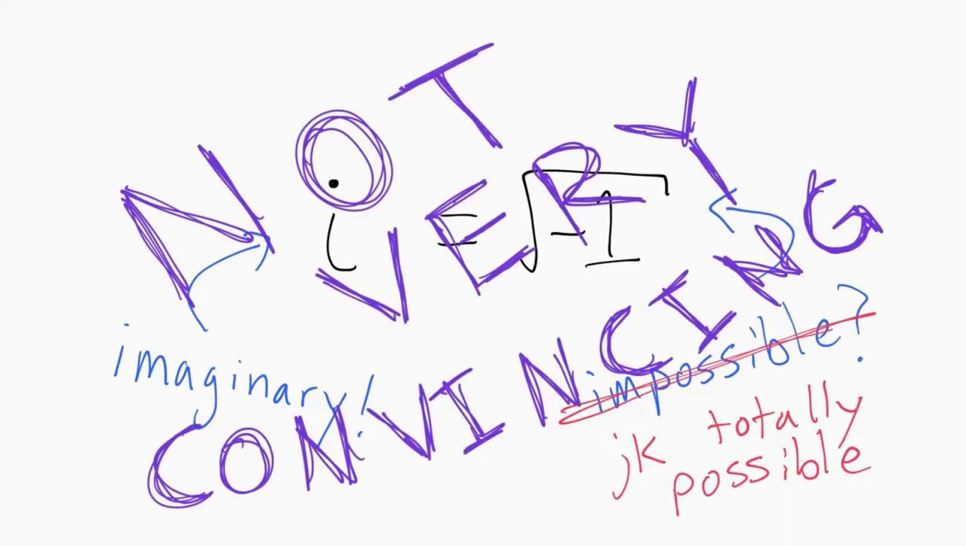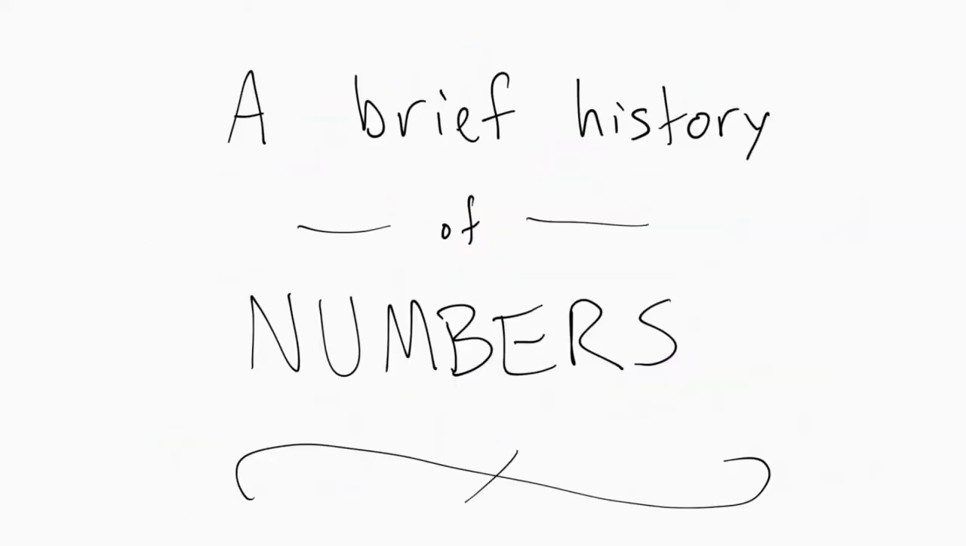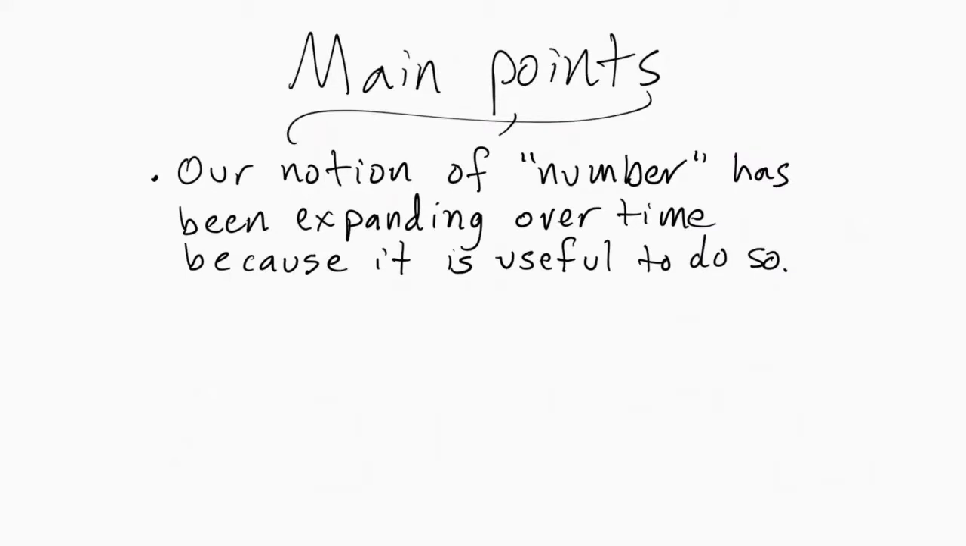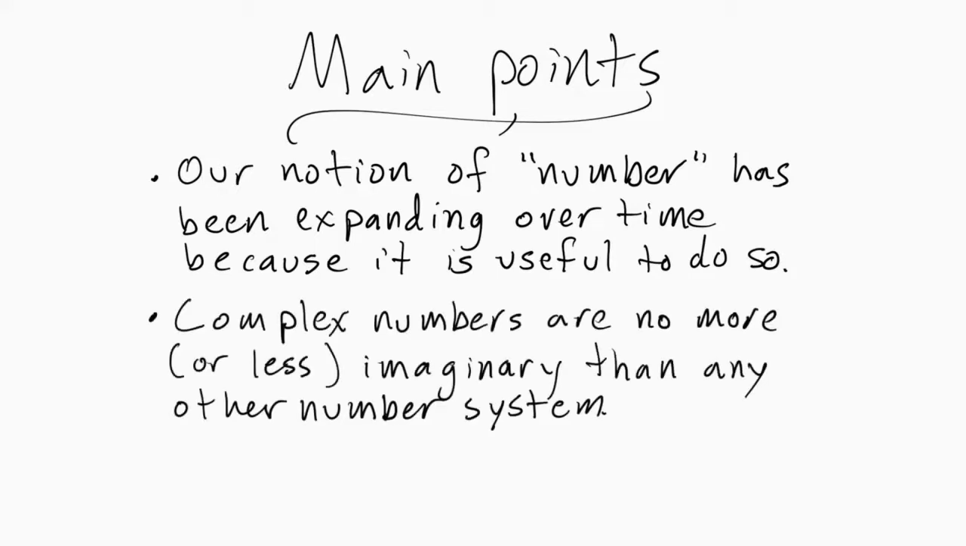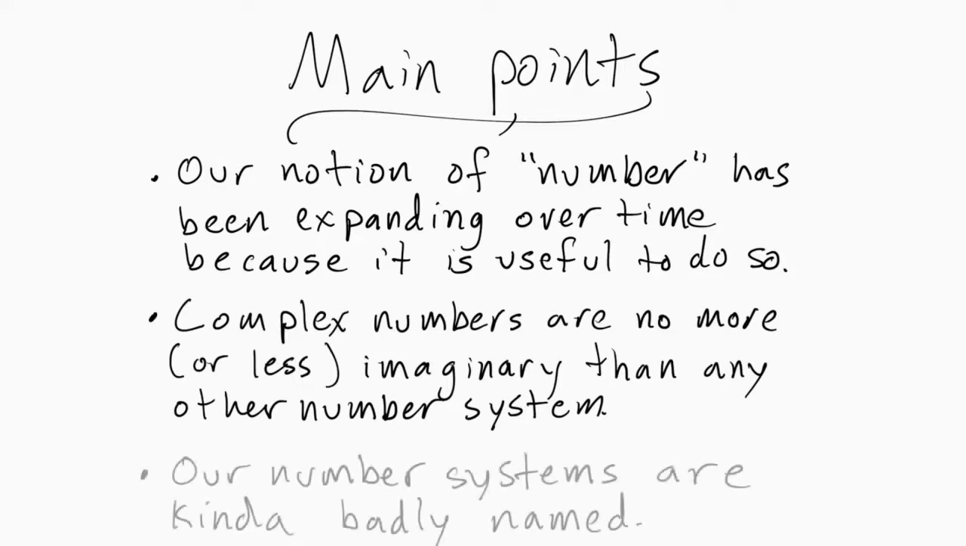And so, in the interest of being better convinced, I have put together a brief history of numbers, and by history, I mean overview. The main points I'd like to cover are as follows. First, our notion of number has been expanding over time, actually over the course of millennia, because, hey, it's useful. We keep encountering new problems or things that we'd like to represent that require new numbers. Complex numbers are no more or less imaginary than any other number system. And like imaginary numbers, a lot of our number systems are kind of badly named. We'll see a number of examples of this.